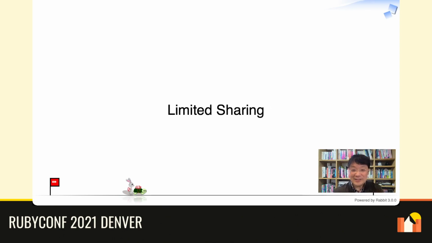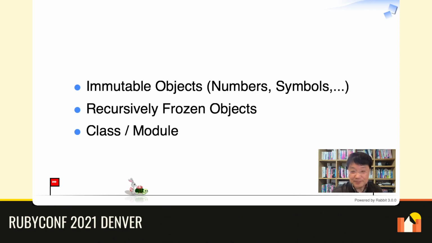Actually, Ractors can share information, but those sharings are very limited, unlike threads. Only immutable objects can be shared between Ractors, for example numbers and symbols, or frozen strings, and then recursively frozen objects, such as a frozen array where each element is frozen. And as an exception, classes and modules can be shared between Ractors.